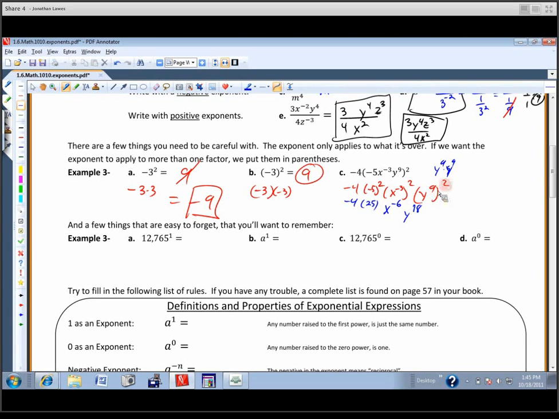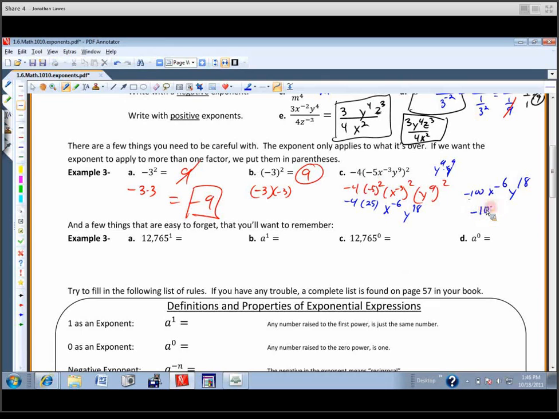So I've got 18 of them all together. Power to a power, 2 times 9 is 18. There we go. So this is what I've got. I've got negative 100, x to the negative 6, y to the 18th. Now take a good look at that. Do we like the way that's written?